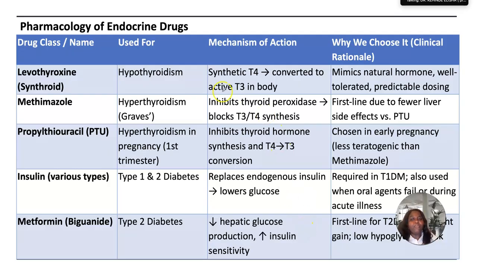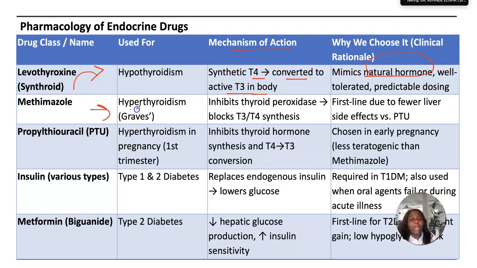We spoke about a few of them before, but we're going to talk about a little bit more now and in a little bit more depth. We're going to be talking about the mechanism and the clinical rationale for actually choosing this drug. So why do we give levothyroxine for hypothyroidism? First of all, what is the mechanism of action? It's a synthetic T4 that converts to active T3 in the body. It mimics a natural hormone, which is the main reason why we choose it. It is well tolerated and has predictable dosing.